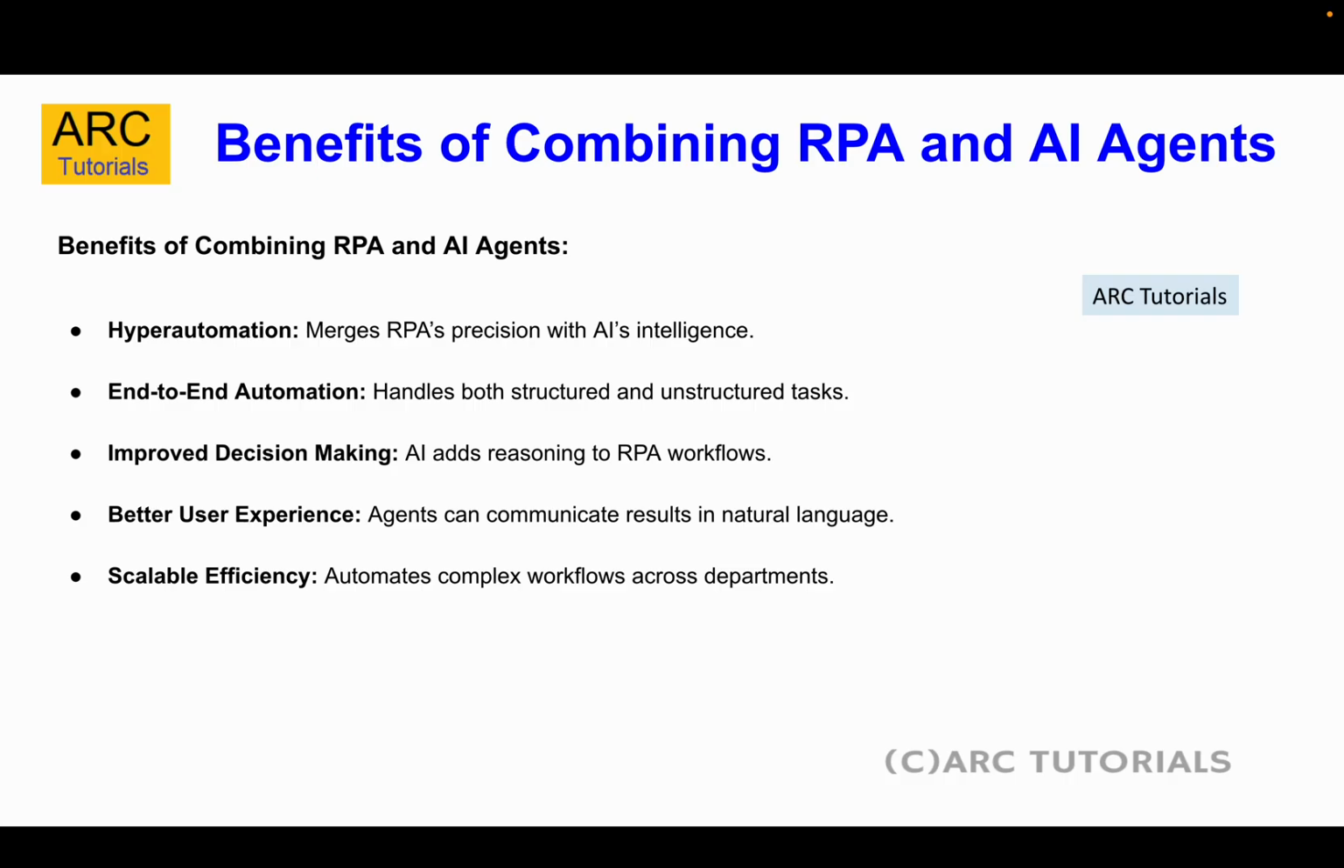What are the benefits of combining RPA and AI agents? Now, if you want to achieve hyper automation, let's say you merge RPA's precise scripts with AI's intelligence, that will become your hyper automation. You can achieve end-to-end automation which handles both structured and unstructured tasks or data. It can help you make improved decisions, which means AI can add reasoning to your RPA workflows. Better user experience: agents can communicate in natural, human-like language with users. It brings scalable efficiency, automating complex workflows across multiple departments.